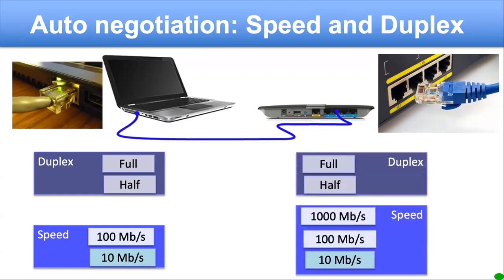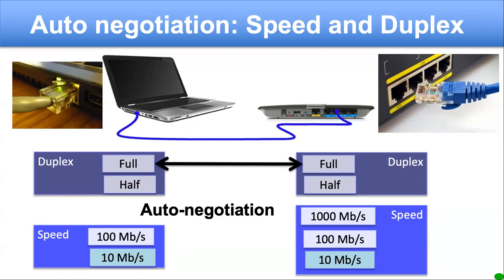The port that it's connected to in this Ethernet switch can operate in full and half duplex, 10 megabits per second, 100 megabits per second, or 1,000 megabits per second, which is 1 gigabit per second. So both the NIC card on our laptop and the port on the switch are performing auto negotiation, which is usually the default on both.